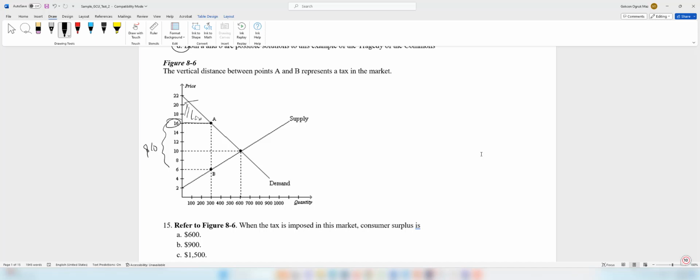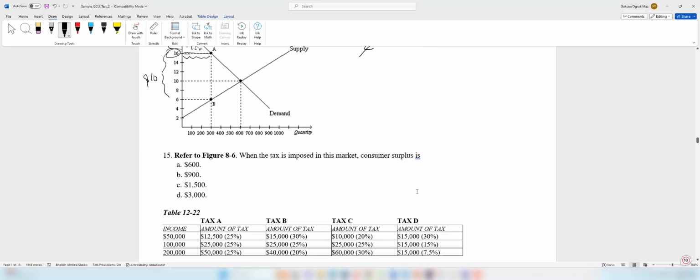So we need to calculate this triangular area. The height of the triangle is 22 minus 16, which is 6. And the base of the triangle is this size, which is 300. So 6 times 300 divided by 2 is the triangular area. And therefore it's 900. So the right answer is 900.